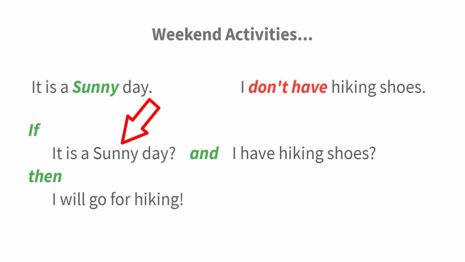Is it a sunny day and do I have hiking shoes? To select the action going for hiking, they both have to be true. If the first condition is false, for example, it's not a sunny day, then no action is taken. If the second condition is false, it doesn't matter if it's a sunny day or not, I won't be going for hiking if I don't have hiking shoes.